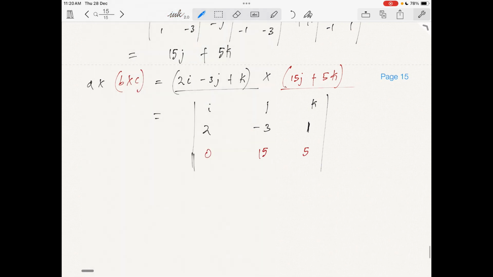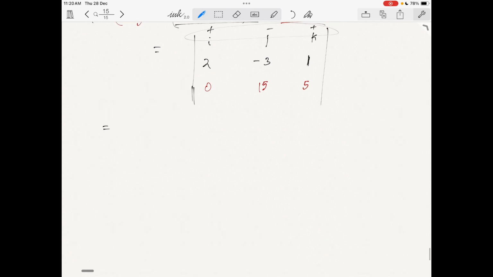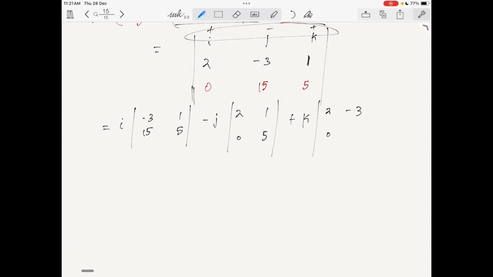Now, to solve this again, like we usually do, plus, minus, plus. So that means we're using 2 by 2 matrices: 15, 1, 5 for i, minus j into 2, 1, 0, 5, plus k into 2, minus 3, 0, and 15. So you consider the leading diagonal first.